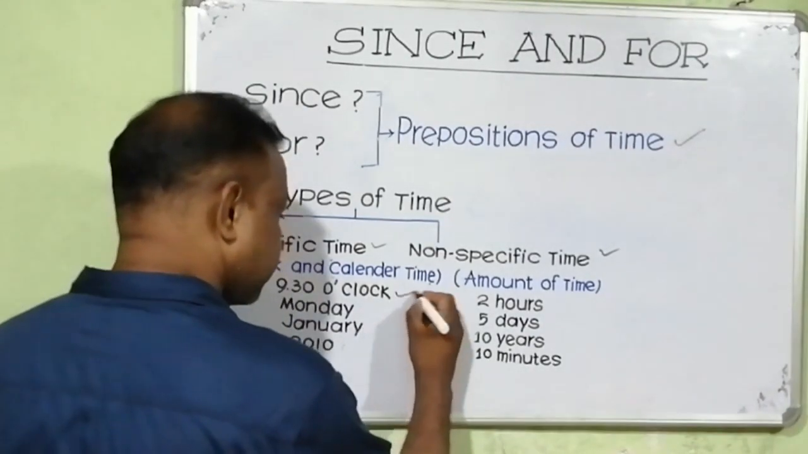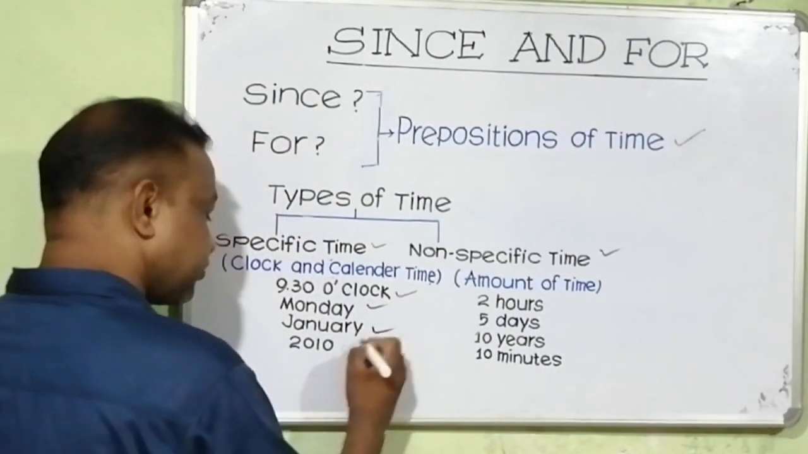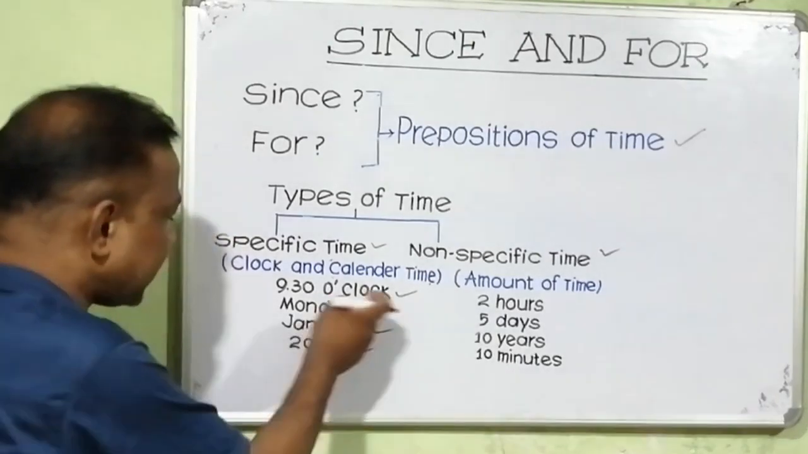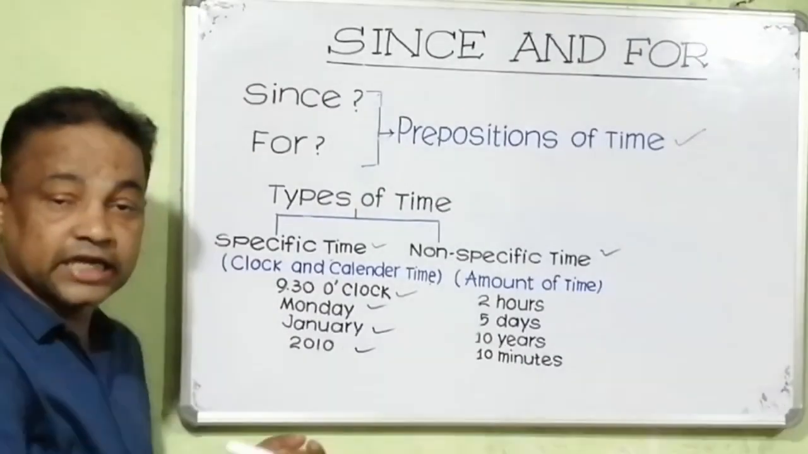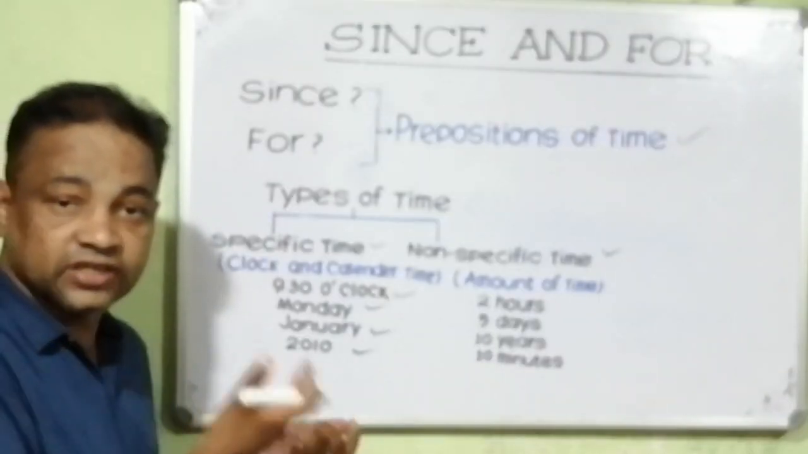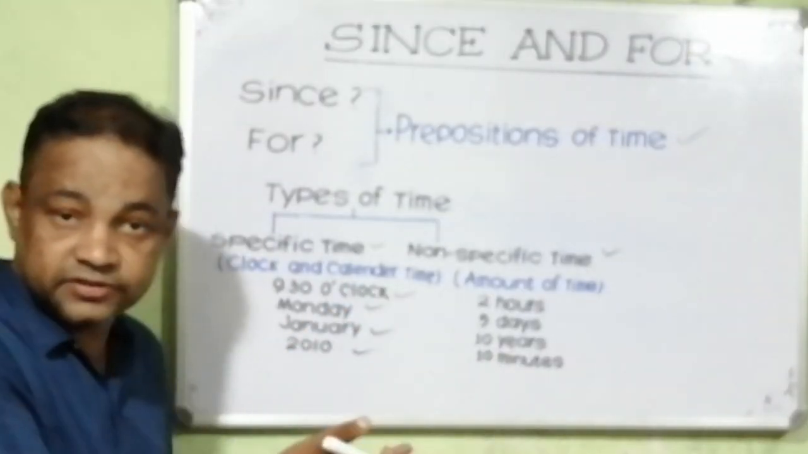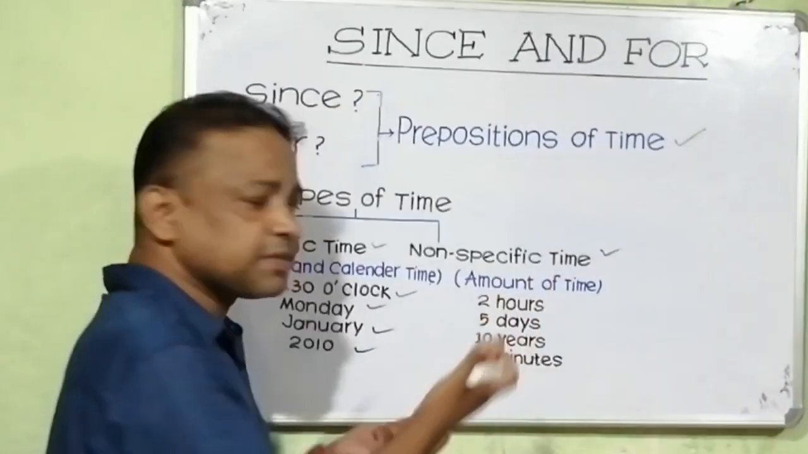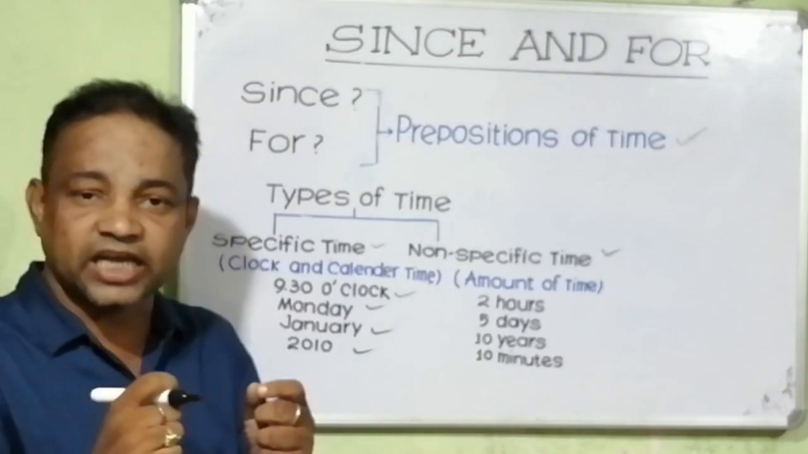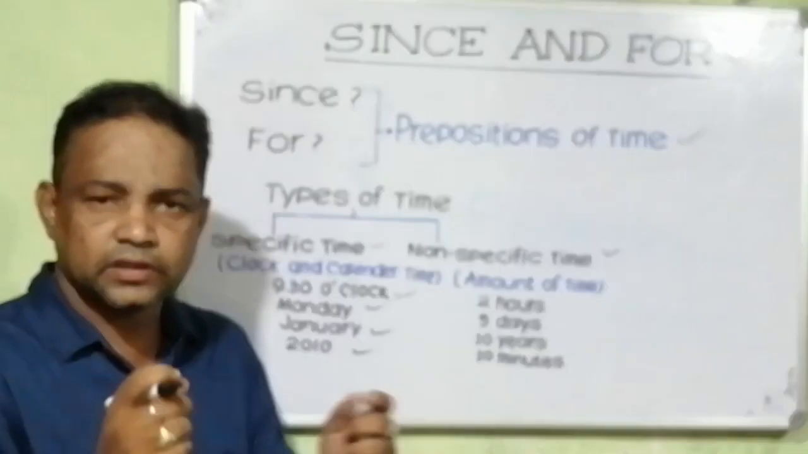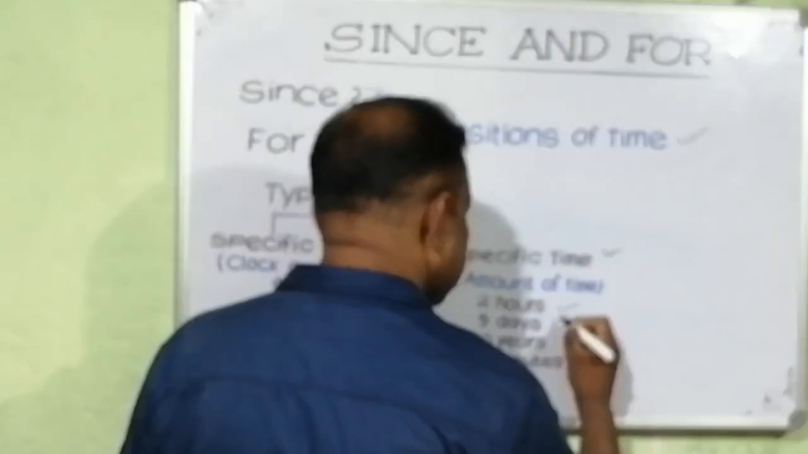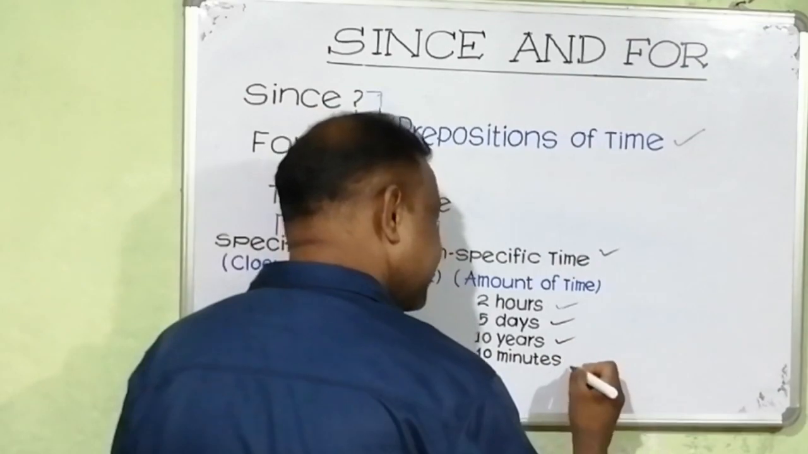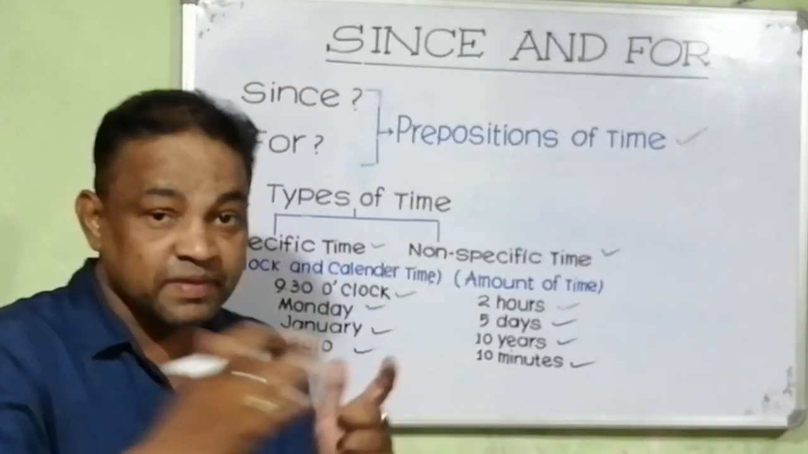For example, 9:30 o'clock, Monday, January, 2010. 9:30 o'clock is clock time. Monday, January and 2010, these are calendar time. Let us know non-specific time. Non-specific time means indefinite time. That refers to the amount of time. For example, 2 hours, 5 days, 10 years, 10 minutes. These are not specific.